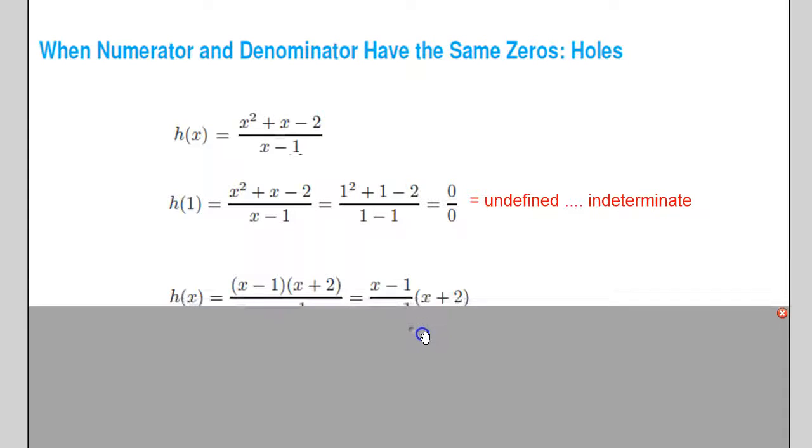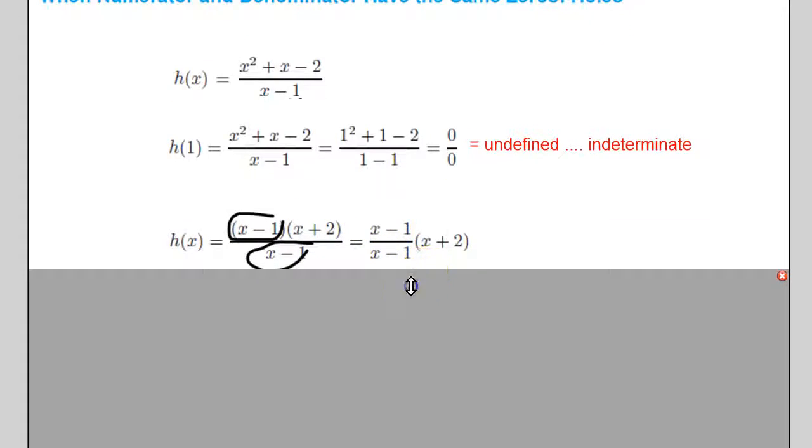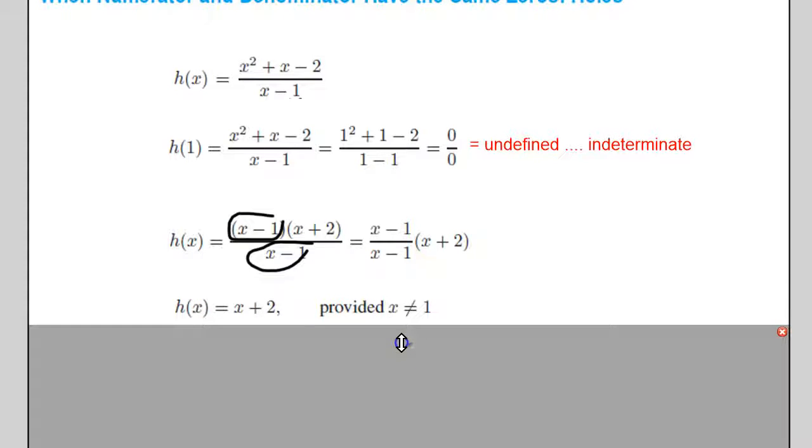And so let's look at why this is the case. Well, if I factor the numerator and I factor the denominator, I get a linear term of x minus 1 in both the numerator and the denominator. So if I were to divide those out, I end up with just h of x is equal to x plus 2, as long as x is not equal to 1.